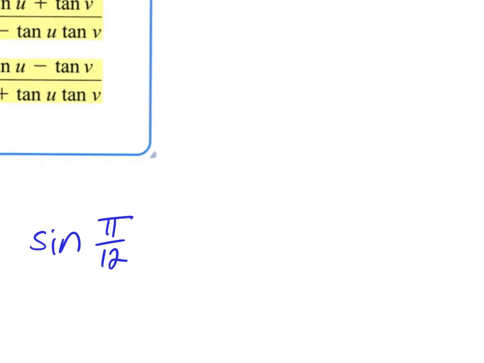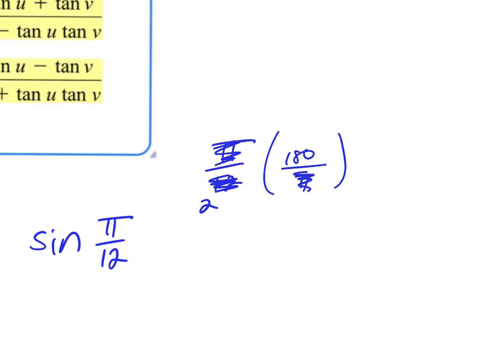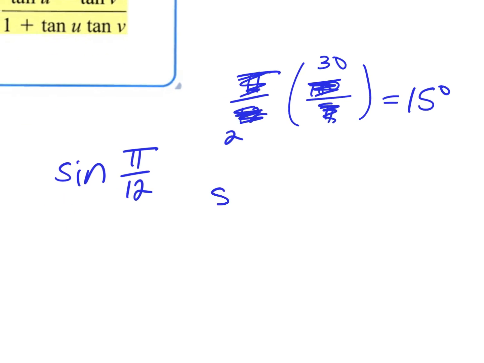No. So let's convert it to degrees so we can know kind of what we're looking at. How do I do that? 180 on top, pi on the bottom. Good. So this crosses out, this crosses out. What goes into 12 and 180? Okay, let's try 6 first. So 6 goes into 12, 2. 6 goes into 180. How much? 30? Okay. Can I simplify more? Okay, so 15 degrees is what we're looking at, right? So sine of 15 degrees is what we're finding.